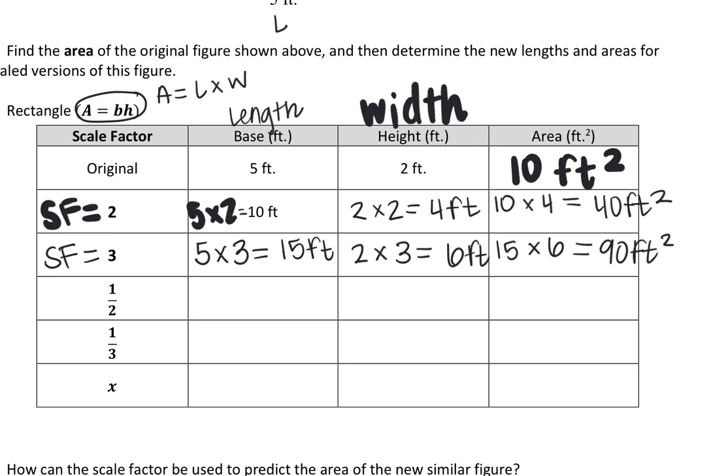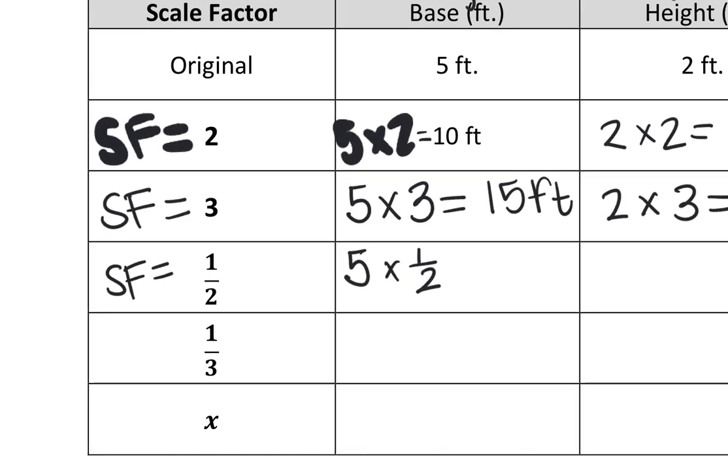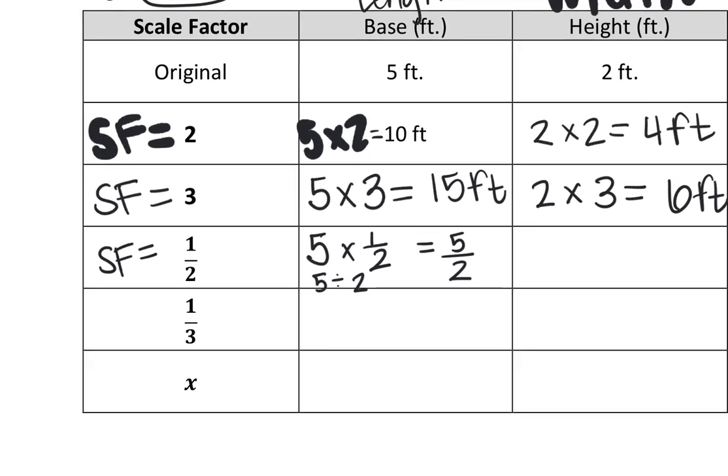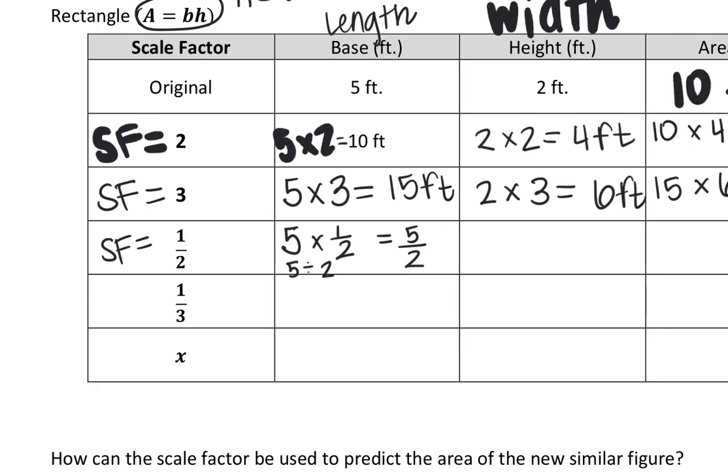Okay, so let's look. What if my scale factor is cut in half, or is 1/2? Okay, so I could take the 5 from the original and multiply it by 1/2, or I could grab 5 and divide it by 2, and we'll get the same answer. The answer should be 5/2 or 2.5. I'll just use the fraction here for this one.